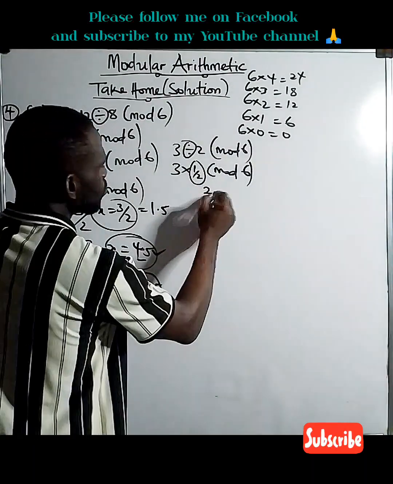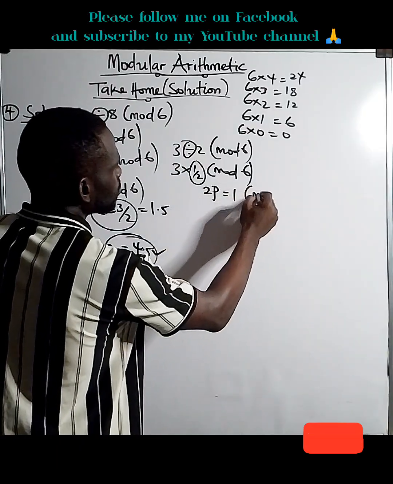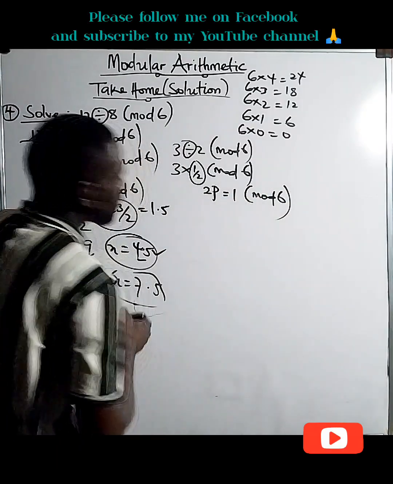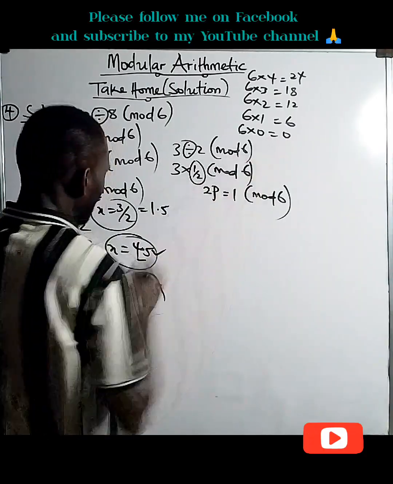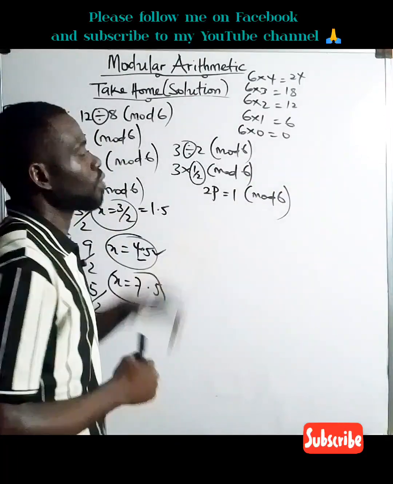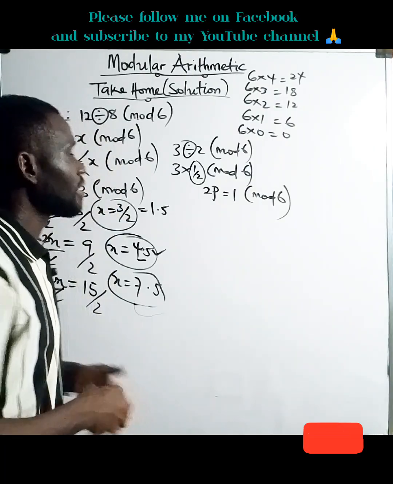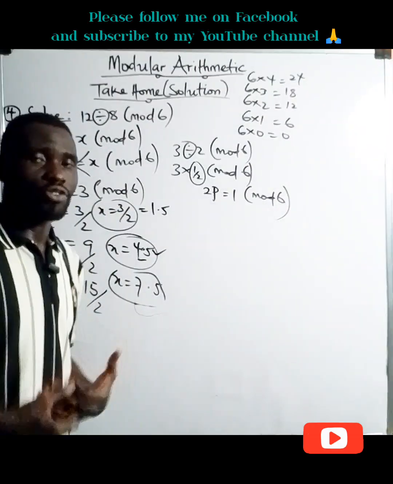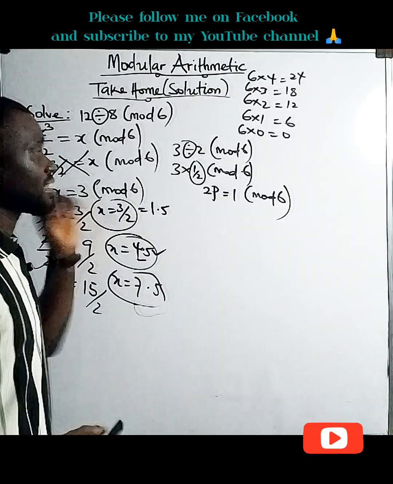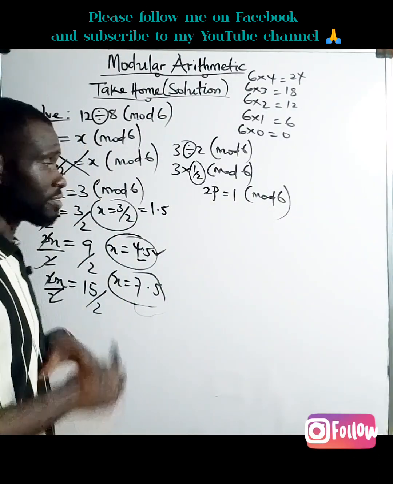So let's say 2 times p, 2p equals 1, in modulo 6. Don't forget we have our table here already, multiples of 6. First we have 0, 0 plus 1 is 1. So that's 2p equals 1. So p could be 1 over 2 or 0.5. So the multiplicative inverse of 2 in modulo 6 could be 1 over 2, which is very basic.